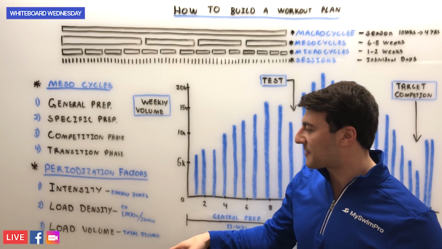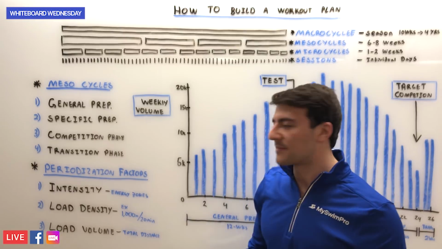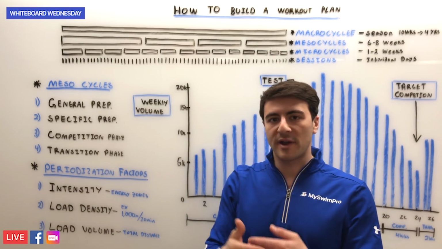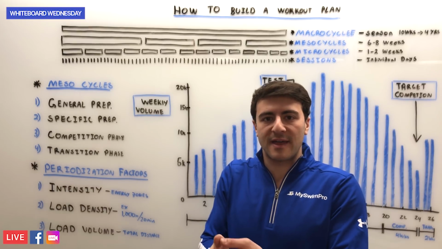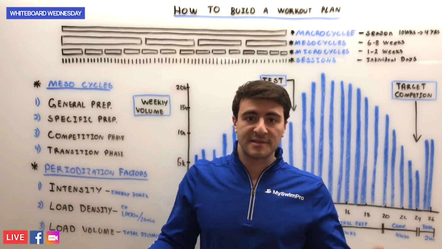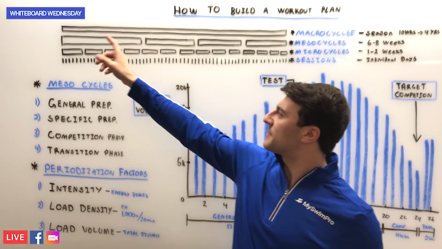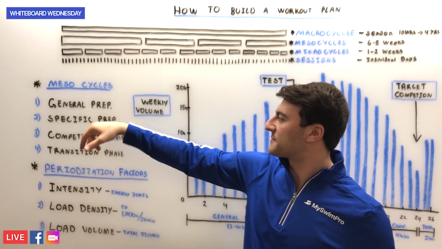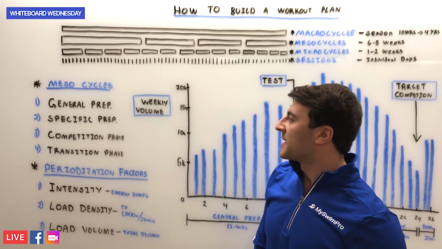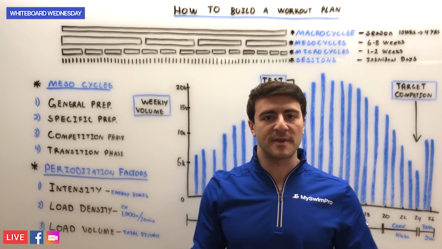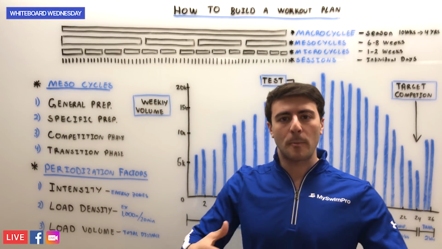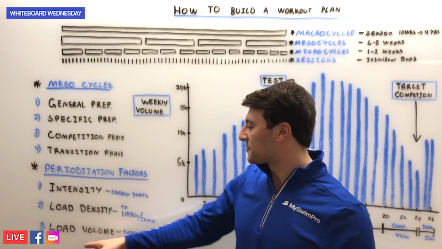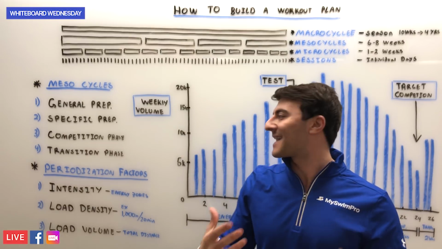And then the third factor is the load volume. So this is the overall distance that you're swimming when it comes to that period of time in the training plan. For example, in the beginning of your macro cycle, when you're in the first mesocycle, which is general preparation, you might not be doing that much volume because you're working on technique and you're building up to the specific preparation, which is where your load volume will actually be at its highest.